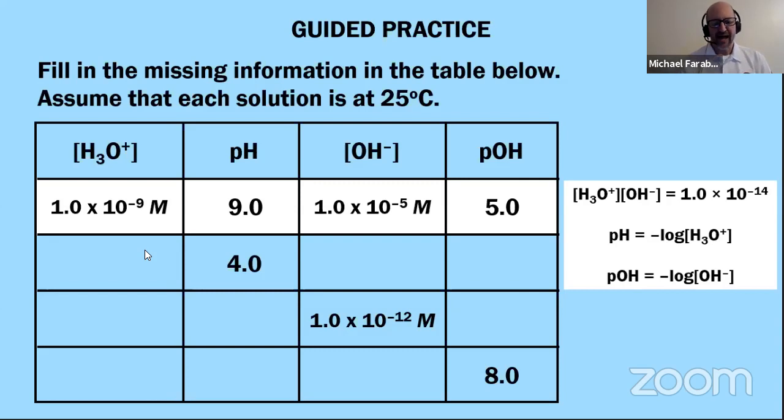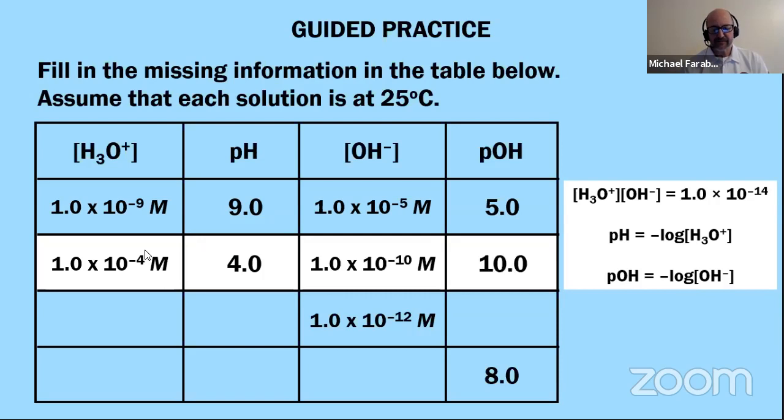All right, let's take a look at the second row. We have a pH of 4. So hopefully you can see that the concentration of hydronium ion would be 10 to the minus 4. And the pOH would be 14 minus the pH. That means that the pOH would be 10. And the concentration of the hydroxide ion would be 1 times 10 to the minus 10.